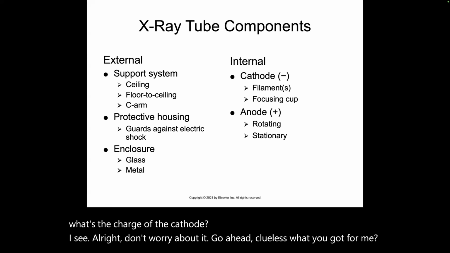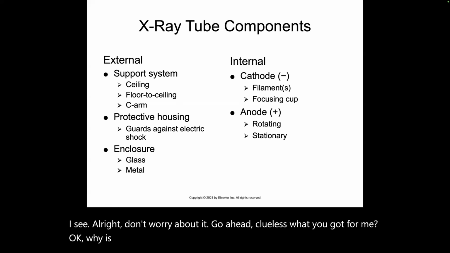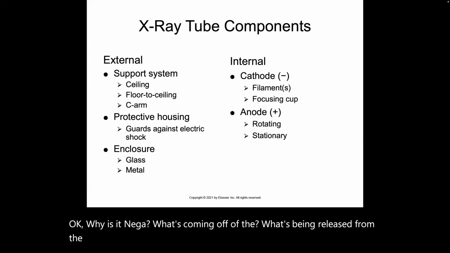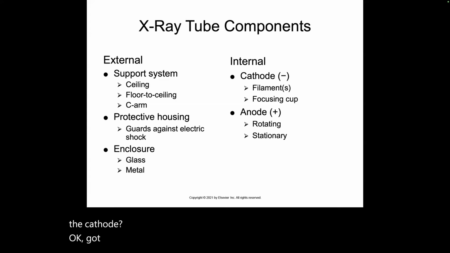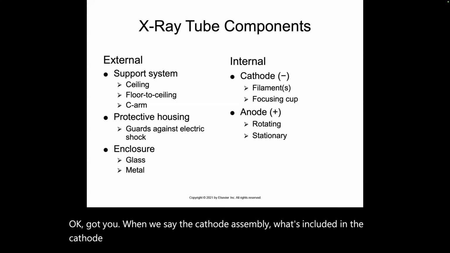And it's negative. Okay, why is it negative? What's being released from the cathode? Electrons. Okay, got you. When we say the cathode assembly, what's included in the cathode assembly? I'm just testing to see what you know. Let's stick with you. There's the filament and the focusing cup. Cool. What's the charge of the focusing cup?